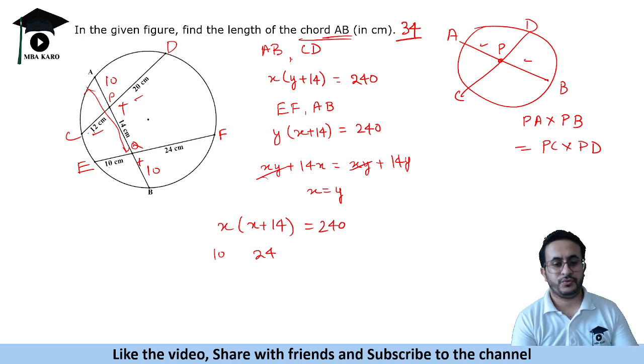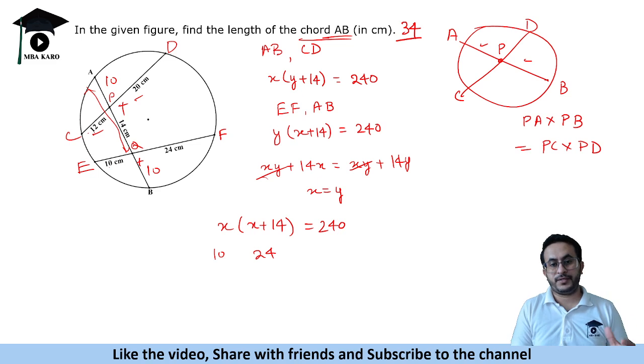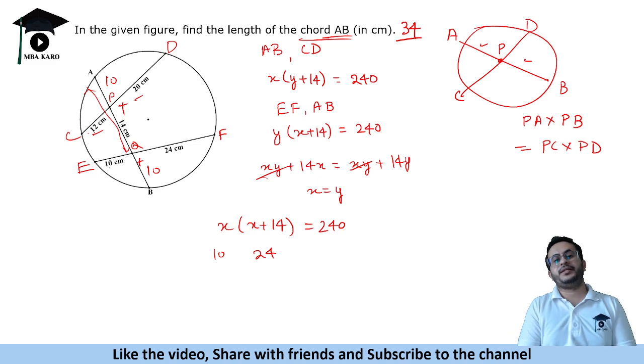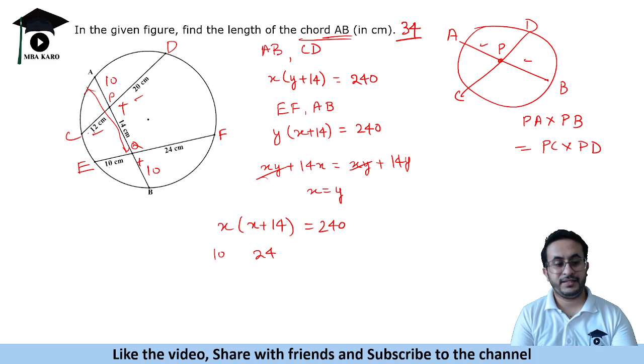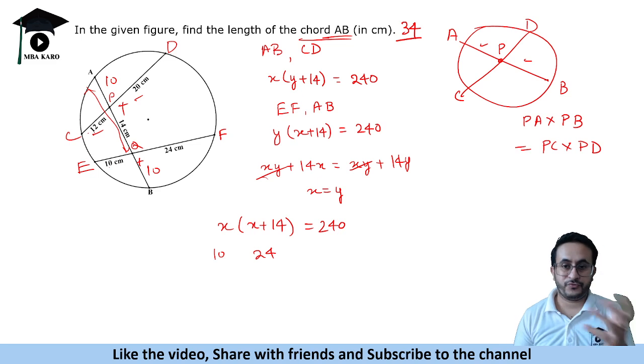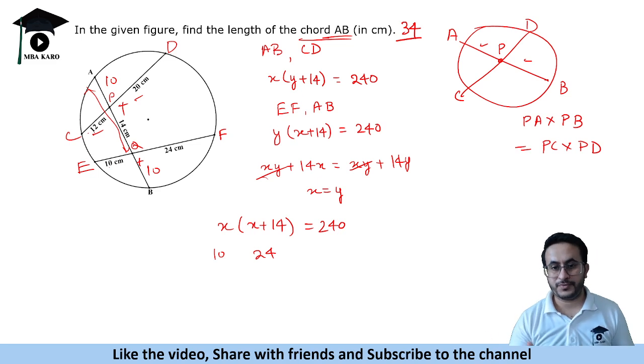So 34 is the length of this chord. This is how we solve this question. This is another theorem, the chord intersection theorem, and there have been questions on this theorem directly asked in CAT, XAT and several examinations. So one must know all these theorems related to chords, tangents, and angles, if you make segments, etc.